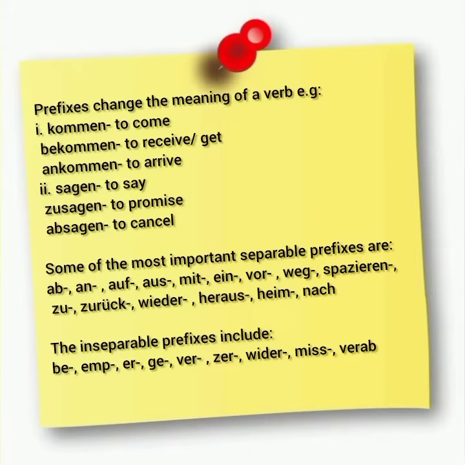Now, ankommen is to arrive. All right? And then I have sagen, to say. Sagen, to say. And then zusagen. Now, zusagen is to promise. And then absagen, to cancel. So you're seeing that these various prepositions change their meanings.